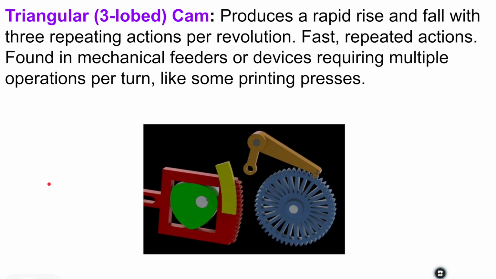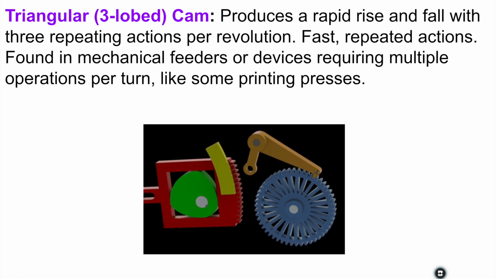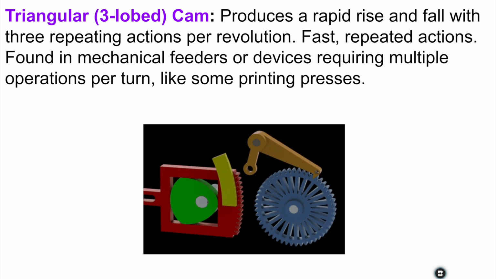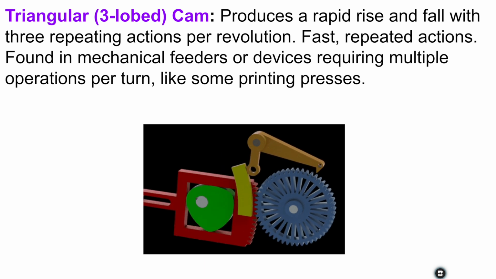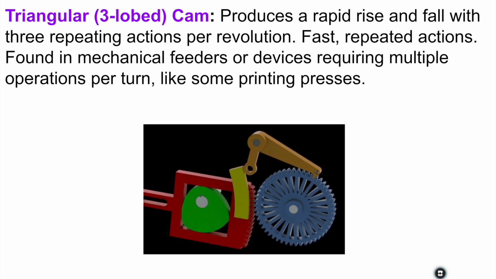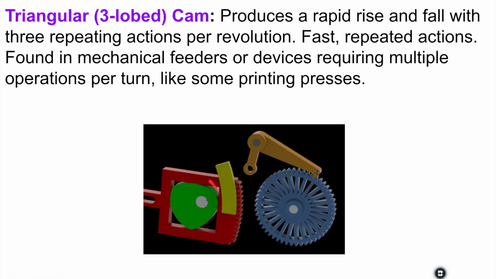A triangular or three-lobed cam produces a rapid rise and fall with 3 repeating actions per revolution. Fast repeated actions are what you get from this, and they can be found in mechanical feeders or devices that require multiple operations per turn, like some printing presses. And you can see this is an example of that triangular cam right here.